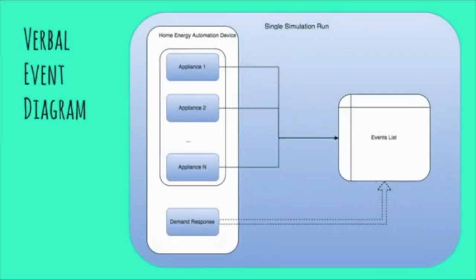So what you're looking at now is the diagram for a single simulation run. To start off each run, we create a home energy automation device, which in turn creates a series of objects. These objects then self-schedule and add usage events to the events list. In the beginning, the home energy automation device also creates a demand response event, which removes usage events at key times to simulate demand response.